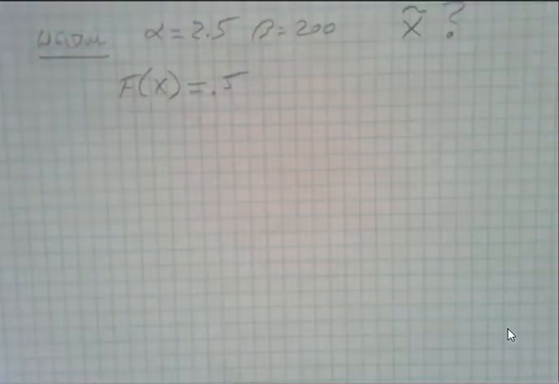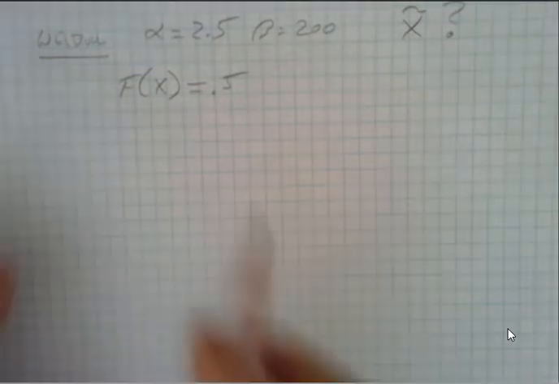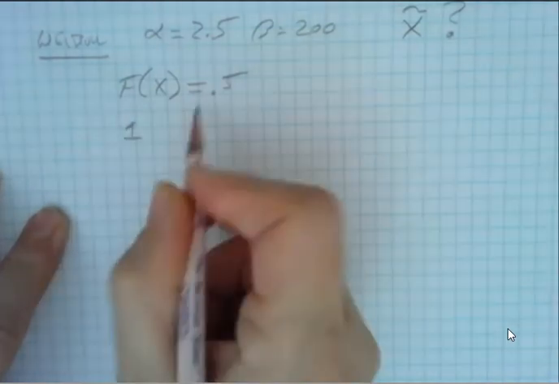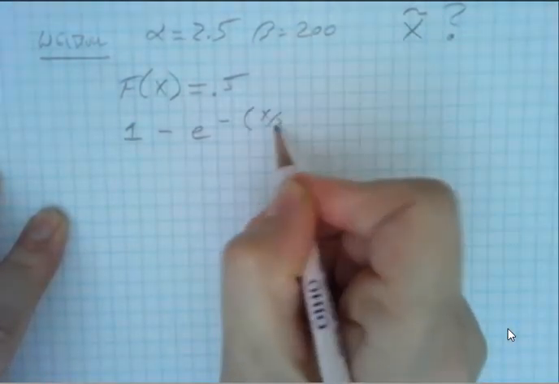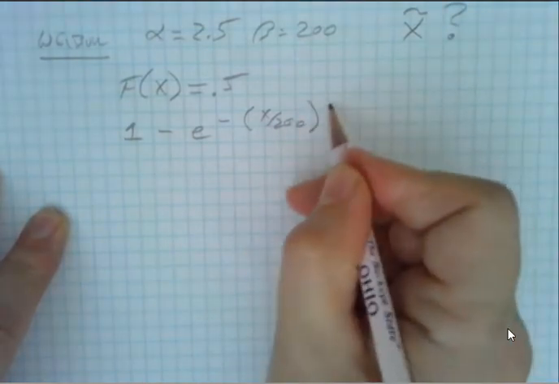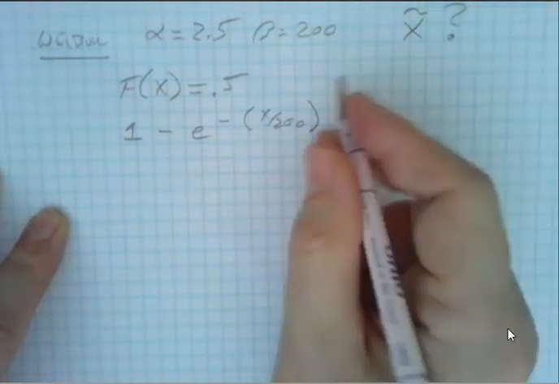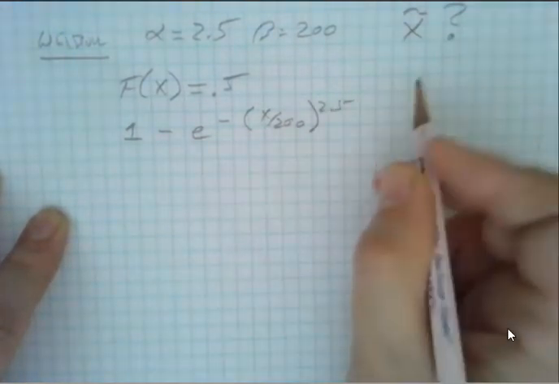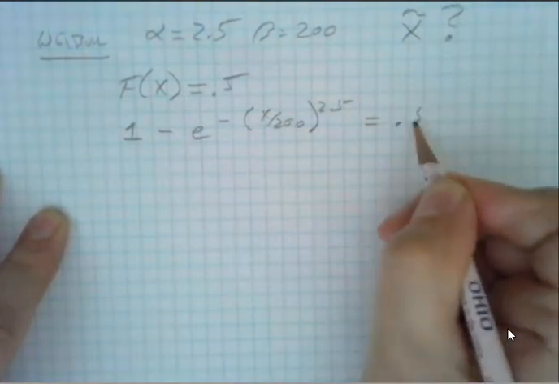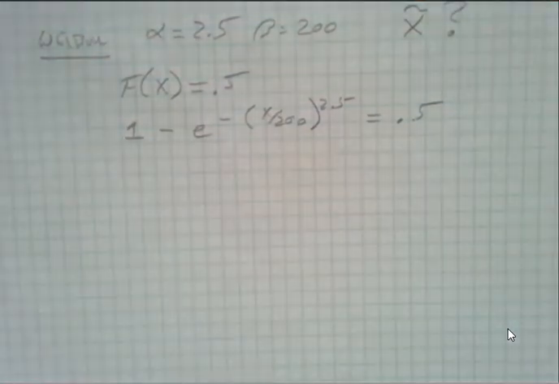So we simply have to take our integrated function for looking at the values under the function and substitute into that e to the minus x over our beta of 200, raised to the alpha of, in this case, 2.5. We want that value to equal 0.5 as we go through. So what value of x will give us the median value under the distribution?